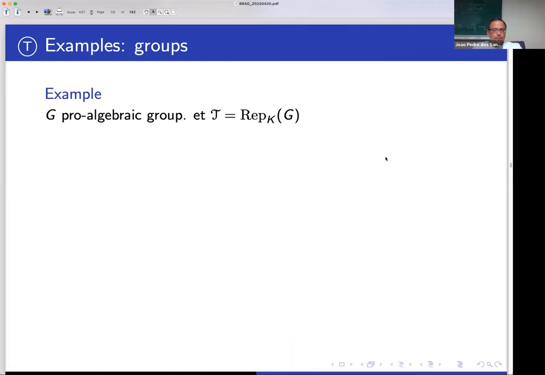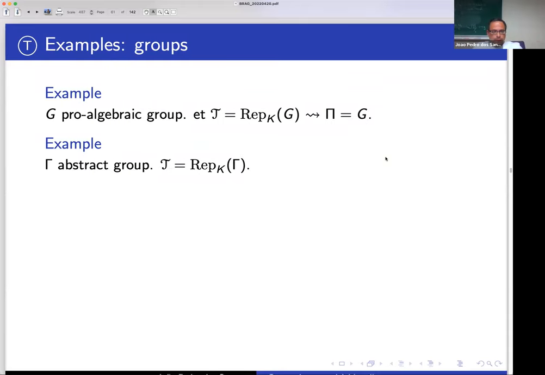Okay, so some examples of this thing. If I take G an affine group scheme, and T is its category of representations, then I get back my G. Right, so nothing happens. What happens if I take an abstract group? So I take this T, and now I have this abstract group, the representations of gamma over K.